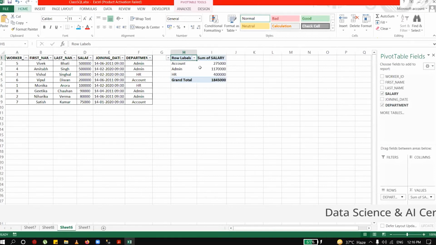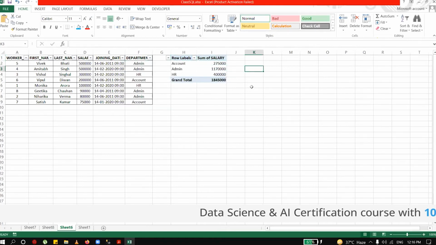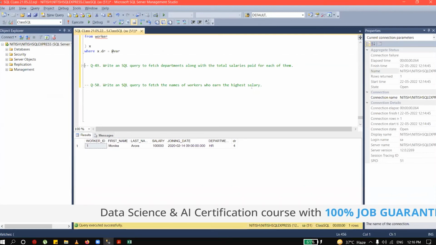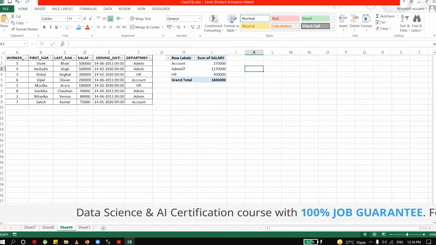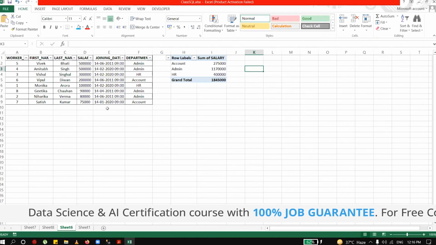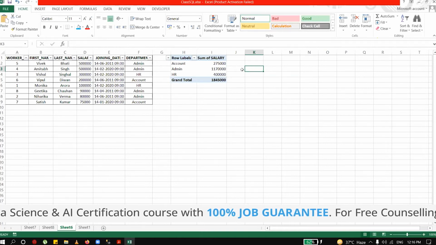So you can see here if I order it. So this is what the question says. Fetch the departments along with the total salaries paid for each one of them. The total salaries is the highest in admin, and then I think HR, and then accounts. So I'm looking for total salaries. Again, make use of the group by.